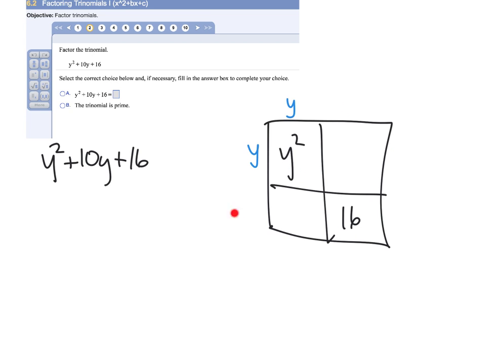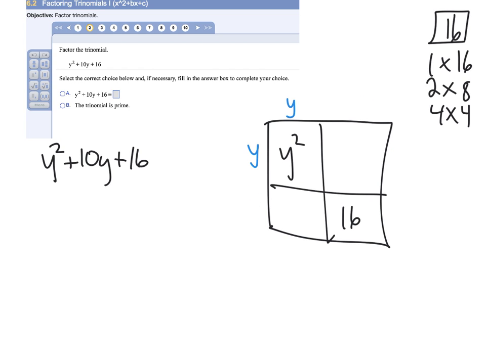Now, we have some choices over here for 16, and it's just a matter of guess and check. It's like, what times what gives us 16? Well, you have some choices. You could do 1 times 16, you could do 2 times 8, and you could do 4 times 4. So we have some choices, and you're going to guess one of these choices and put those numbers here.